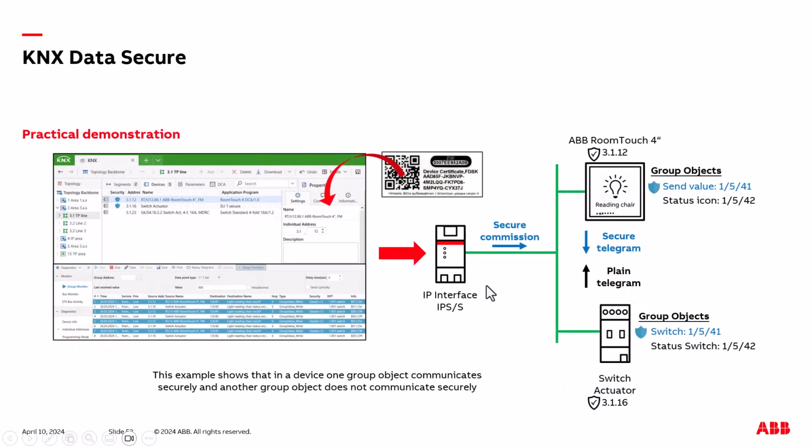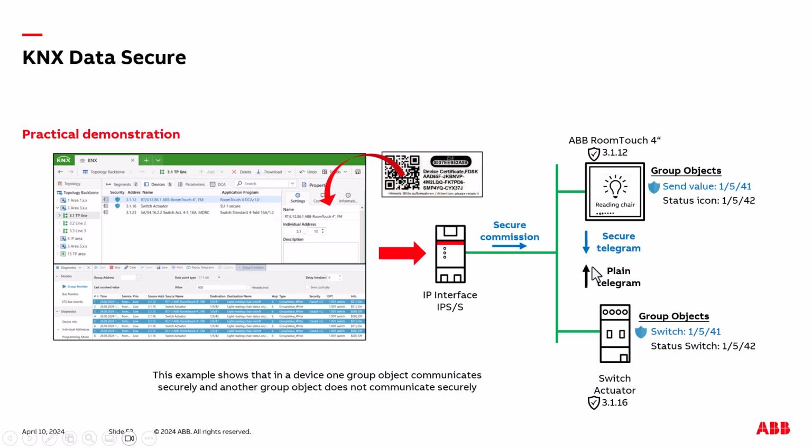Good, then let's come to the practical demonstration. I would show you here a small project. In this ETS project, I would like to have a control element, here my ABB room touch, which sends a secure telegram, 1541, on the bus to a switch actuator. The switch actuator is linked to this group address. It will switch on, switch off, and send back the status here plain.